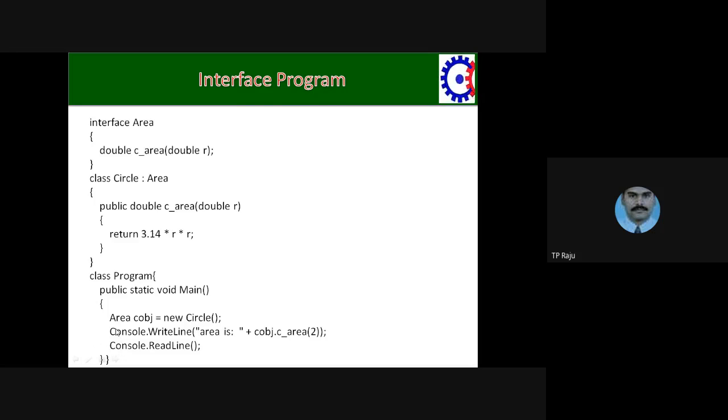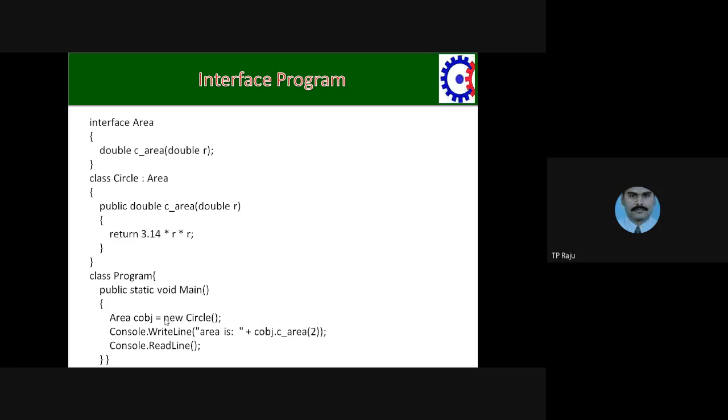Then with the help of that object, you are calling the method c underscore area. To that method you are passing the value 2. Means you are finding 3.14 into 2 into 2, calculating that formula and returning the answer. That answer is added to the string area is, and shown. This is the program of the interface.